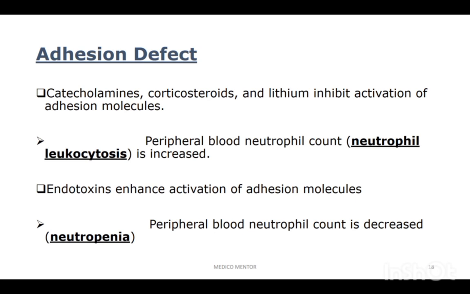Unlike this, we have the endotoxins, which enhance the activation of the adhesion molecules. So if it results in more activation of the adhesion of the neutrophils, that is going to decrease the peripheral blood neutrophil count and is going to result in neutropenia. So endotoxins result in neutropenia.